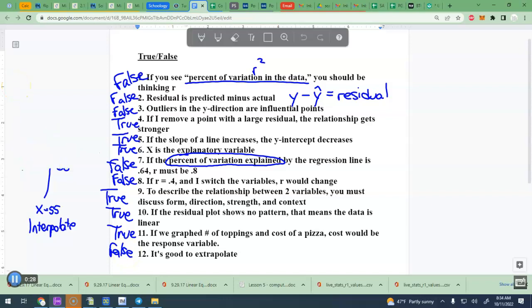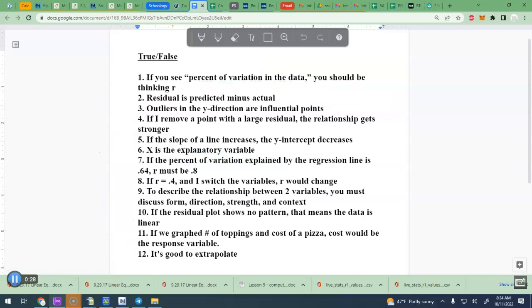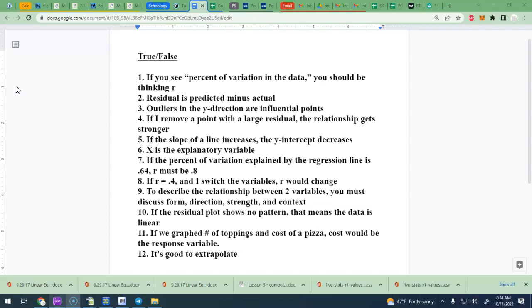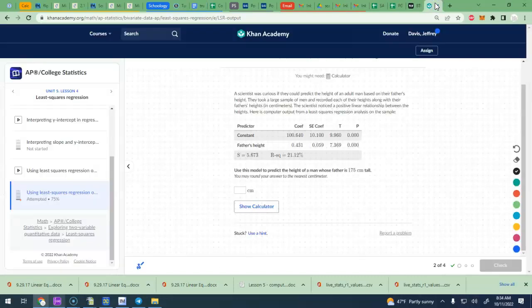Questions on this little warm-up here at all? Okay, let me go through computer outputs with you. This is the one section on Khan we didn't quite get to. And I'm just going to pull mine up. I know it's different problems than yours, but I'll get the point across.